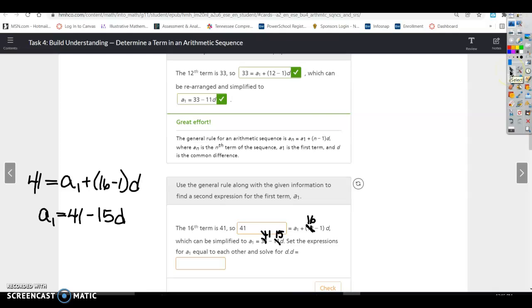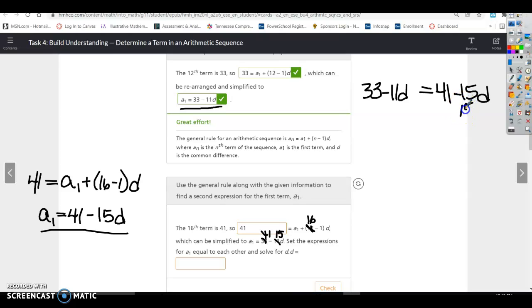All right, so we're going to use the two equations given. It says set the expressions for a sub 1 equal to each other and solve. So we're given this expression here, and now we have this expression here. So if we set the two equations of a sub 1 equal to each other, we do 33 minus 11d, and we set that equal to 41 minus 15d. And we can do that because they're both equal to a sub 1. So whatever a sub 1 is, those two are equal.